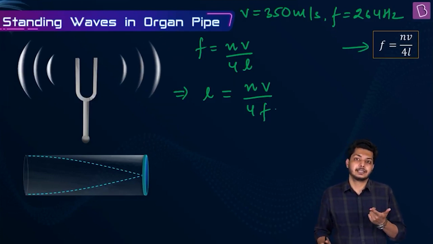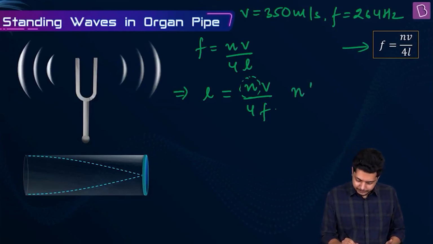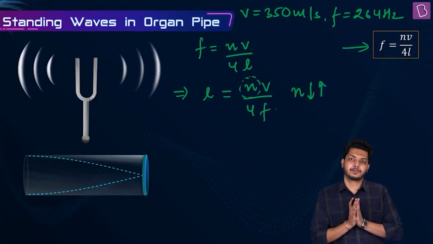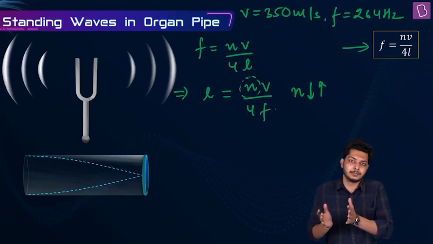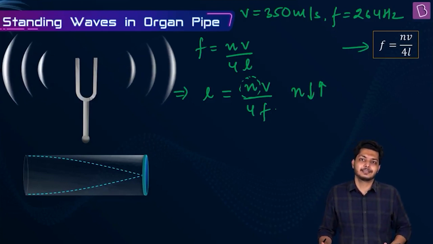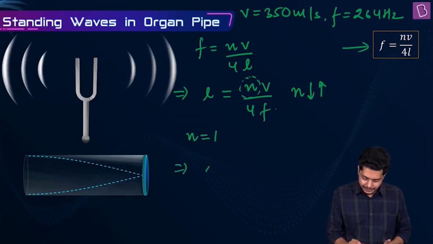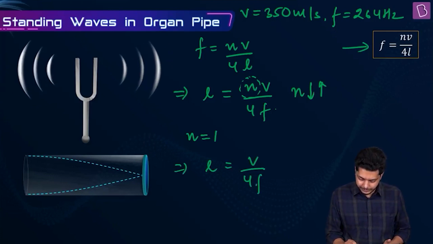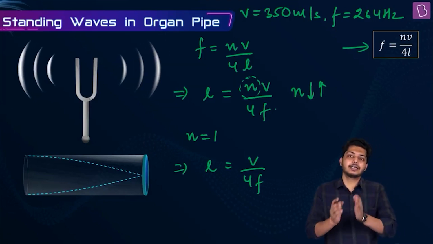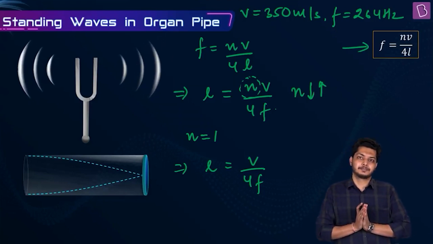Now, what can we change? n. We can change n. If n is minimum, L can be minimum. If n is maximum, L should be maximum. But here we cannot figure out something as maximum, but we can figure out the minimum. What is the minimum value of n we can take here? It is 1. Correct? If we write n equals 1, then L equals v by 4f. And this will be the minimum value of length of the organ pipe so that this organ pipe resonates with the tuning fork. Got it?